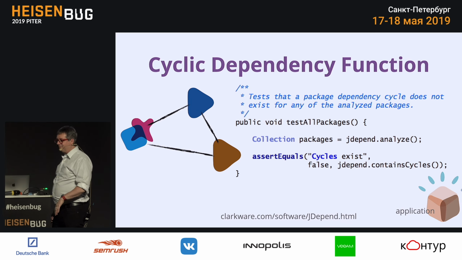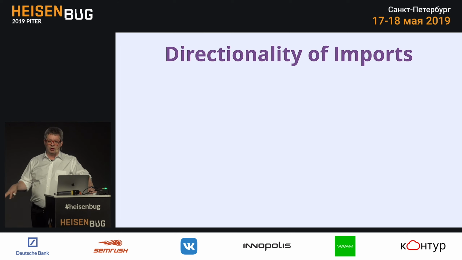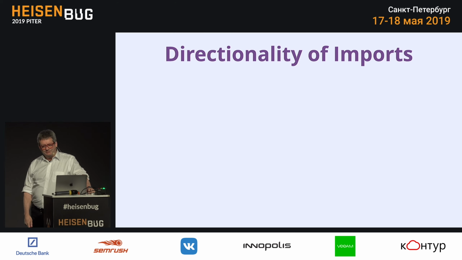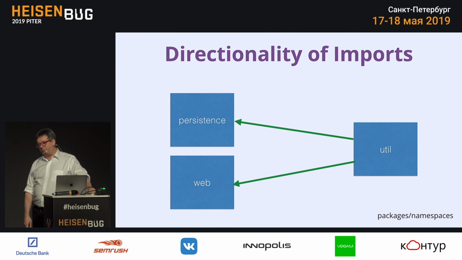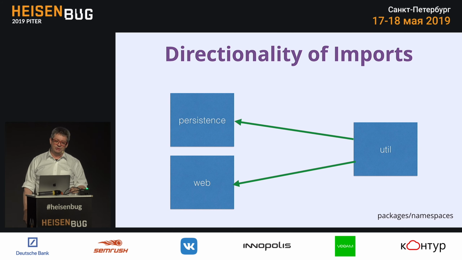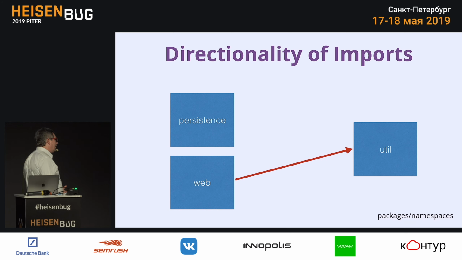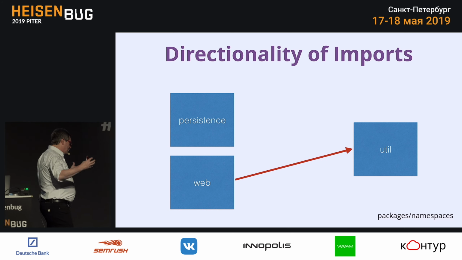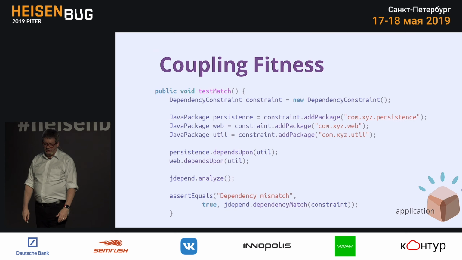Another example, also at the very low-level code level, directionality of imports. Let's say that as an architect you want to establish some rules that say things like, well, it's okay for persistence and web to import util, but I never want a developer to accidentally import all of web into util, because I have a direction of how information should flow in my architecture.